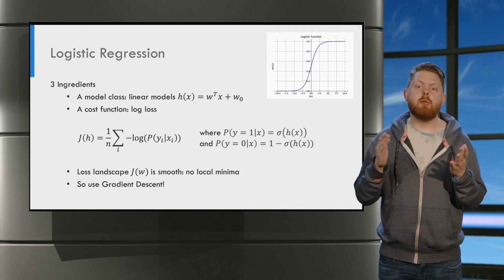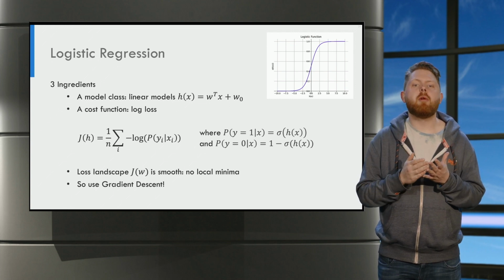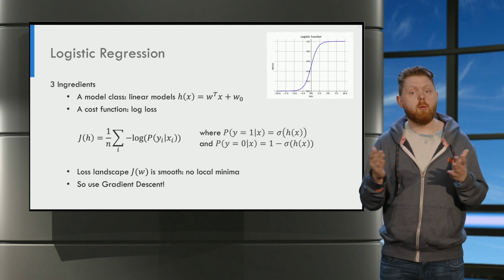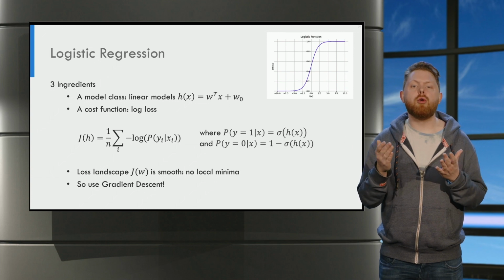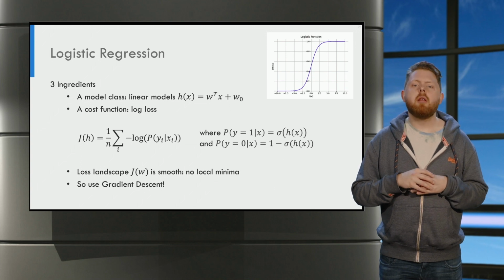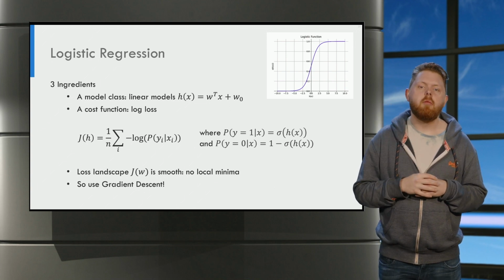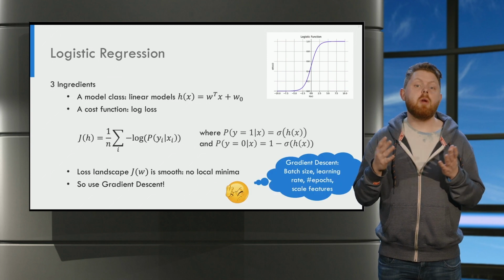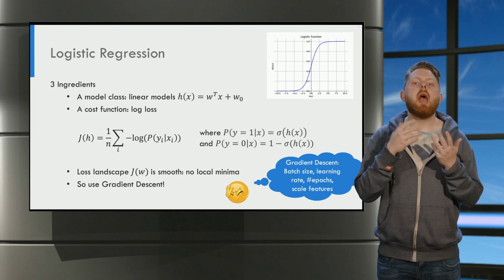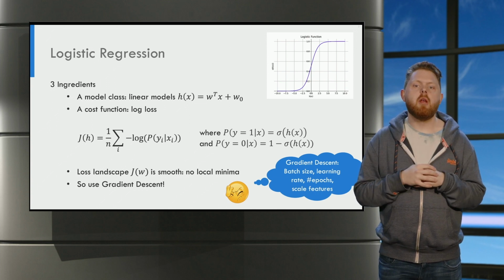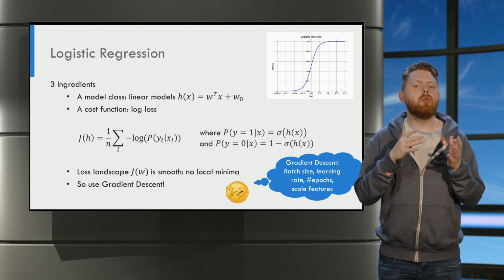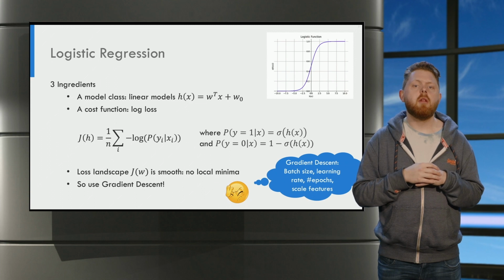This cost function determines a loss landscape in terms of the parameters w. This objective function is very smooth, and one can even prove that there are no local minima. So we can use gradient descent. There is only one downside. For gradient descent, we need to set the batch size, the learning rate, and the number of epochs, and we should scale our features. If you're going to use logistic regression, you must carefully tune these hyperparameters.